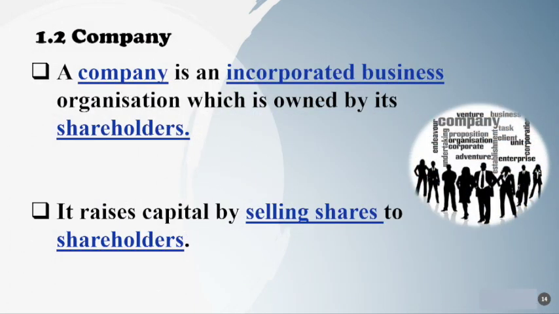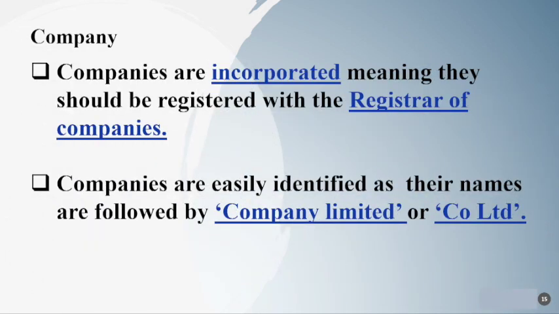Company. What is a company? A company is an incorporated business organization which is owned by its shareholders. It raises capital by selling shares to shareholders. Companies are incorporated, meaning they should be registered with the Registrar of Companies. Companies are easily identified as their names are followed by Company Limited or Co. Limited.